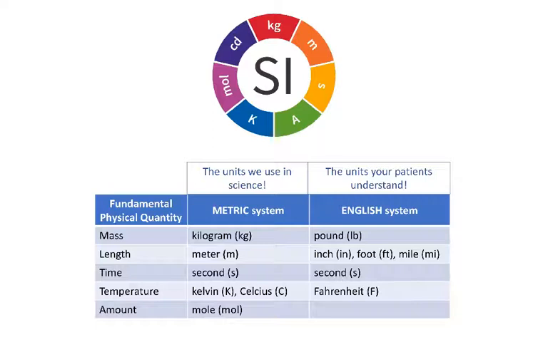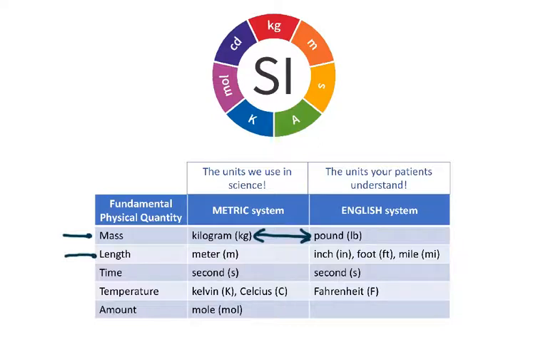So in science, we're going to use the metric system. And we're going to use SI units, which are standard international units. And these are going to be different than the units that your patients and maybe you understand best, right? So some of the fundamental physical quantities that we can measure, like mass, in science and in medicine, you're going to use a kilogram. But what we're used to is pounds. So if you want to be in science and health, but you also want to interact with patients and give them information that they understand, you need to know how to go back and forth between those. That's called converting, right?